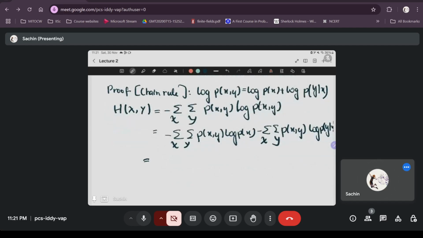And so this is the marginal. Log p of x does not depend on y, so you can take that outside. You'll be left with summation over script x of log p of x into summation of p of x comma y over all y. That is the marginal distribution of x. So you'll get summation over script x p of x log p of x plus this second sum, which is h of y given x, and the first sum will be h of x.